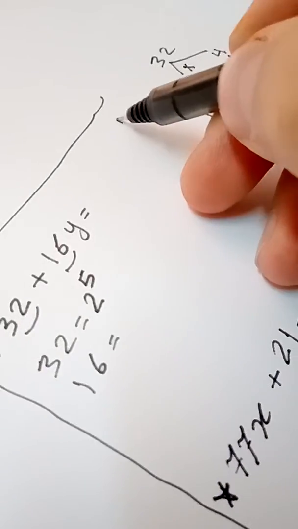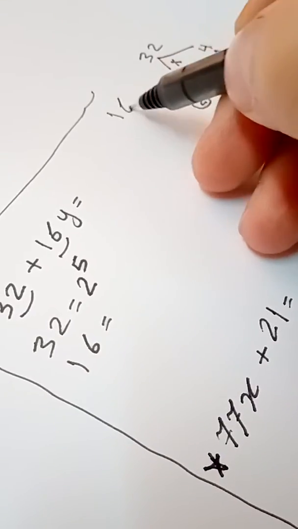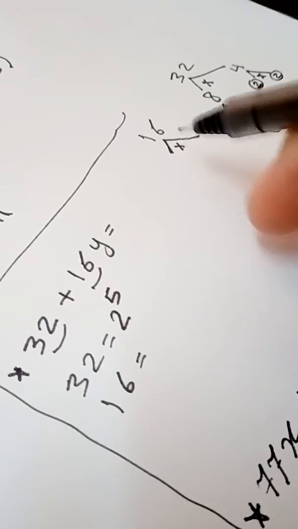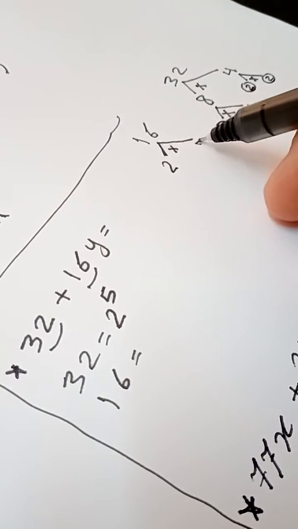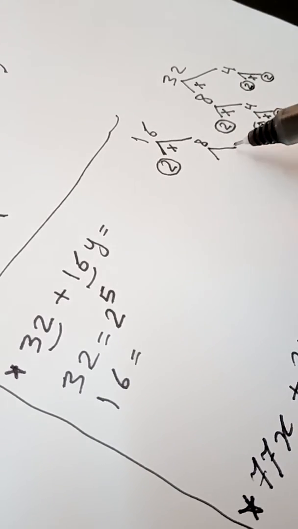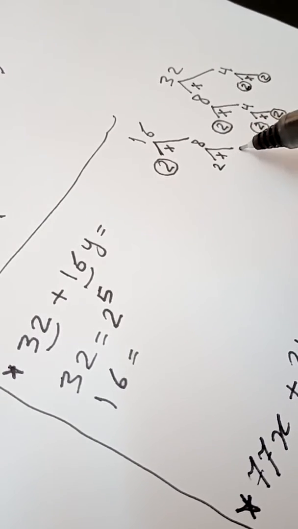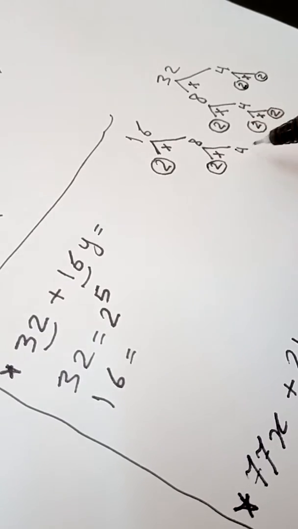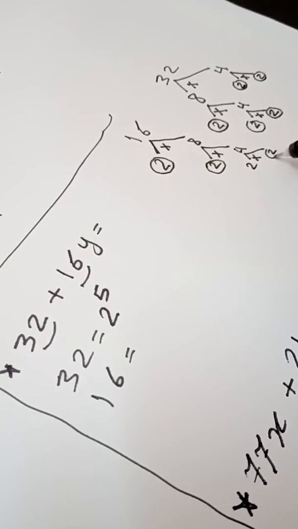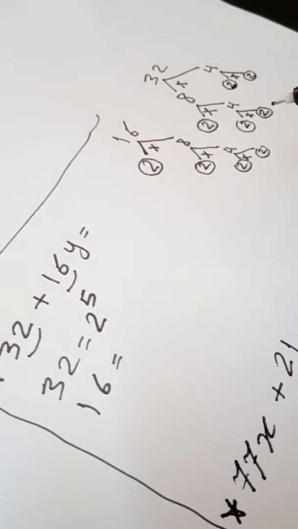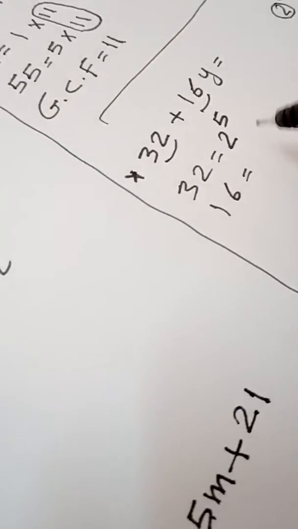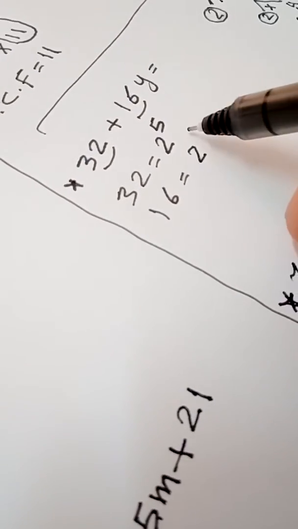And here for 16, I can write 2 times 8. 2 is a prime. Then 8, I can write 2 times 4 and 2 is prime. And 4 also equals 2 times 2. So the prime factors here: 1, 2, 3, 4. So I can write now 2 exponent 4.